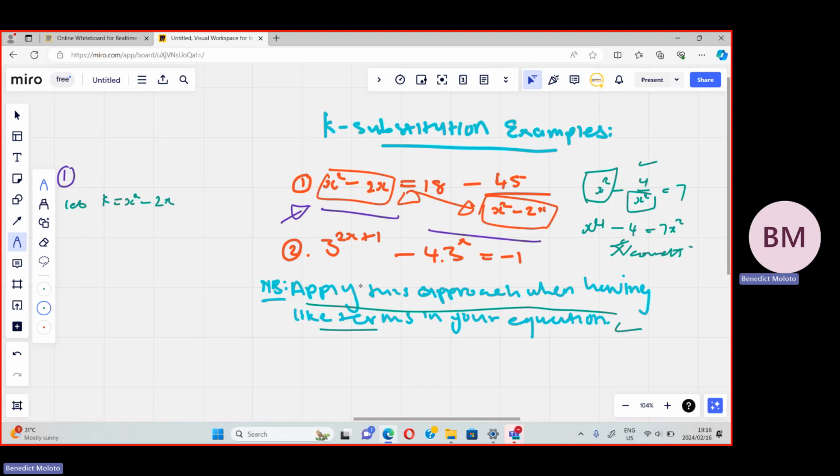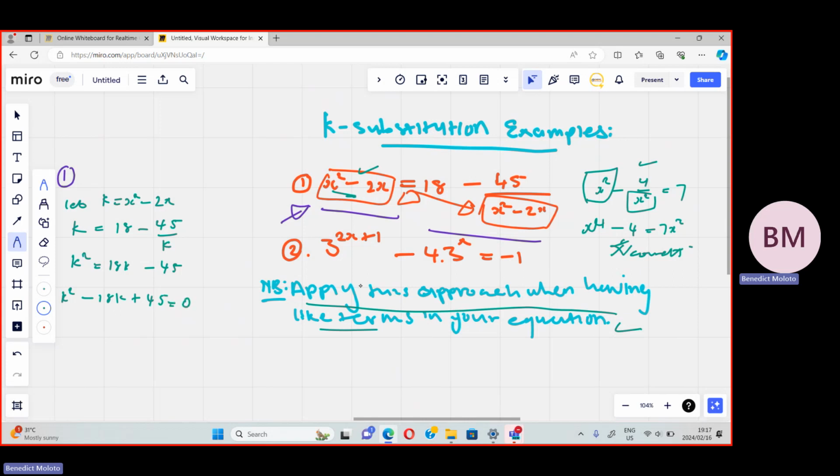Listen, here we substituted K. Then our equation turns to K, which represents this part, equals 18 minus 45 over K. Then we multiply by K everywhere. We have K squared equals 18K minus 45. Why? 45 over K times K, those K's divide each other, and we get 45. Then we take this to the other side: K squared minus 18K plus 45 equals 0.